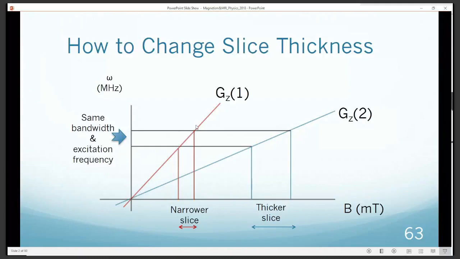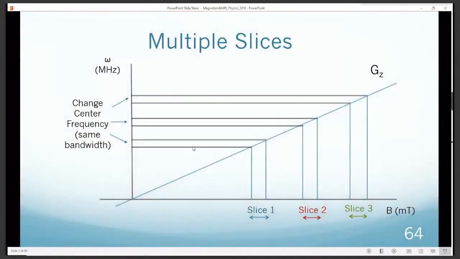But if your gradient's very strong, you get a narrow slice. If your gradient is relatively weak, you get a thicker slice. Similarly, you can change the position of the slice by just changing the center frequency, even though the pulses have the same bandwidth. And here's your Z gradient. So slice 1 is at this position, slice 2 is at that position. Slice 3 is over on the right here.